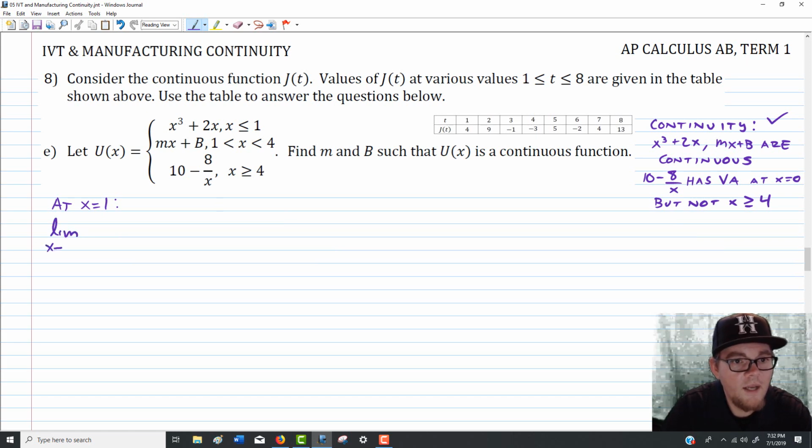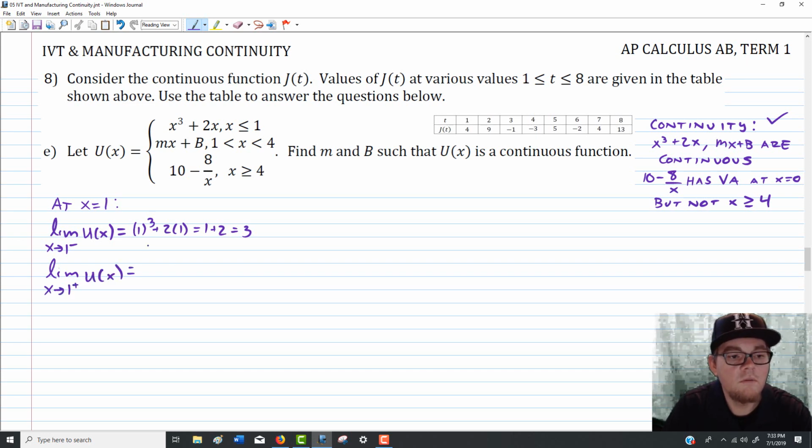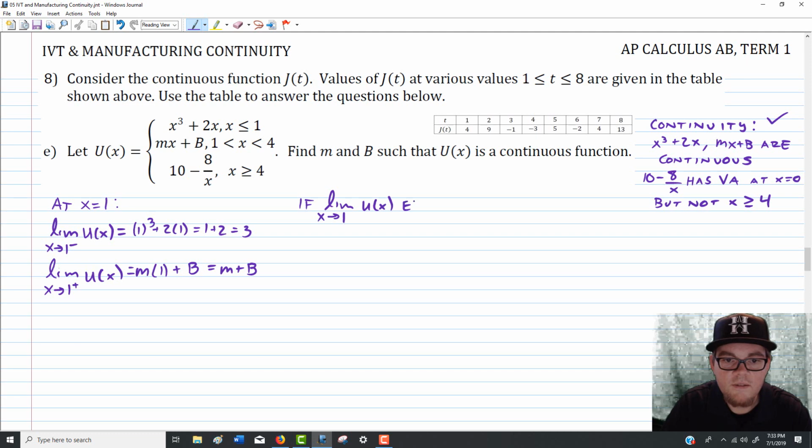So as I do this, we're going to do the limit as x approaches 1 from the left side of u of x. When we do, we're going to get 1 cubed plus 2 times 1, which is 1 plus 2, which equals 3. Yay, calculus. Second, we're going to get the limit as x approaches 1 from the right side of u of x. When we do, we're going to get m times 1 plus b, which is going to be m plus b. Now, if the limit as x approaches 1 of u of x exists, then the left-hand and right-hand limits must be equal, which means m plus b has to equal 3.